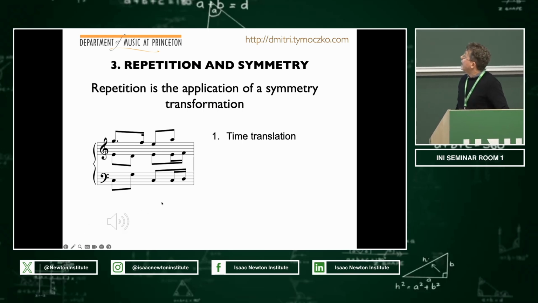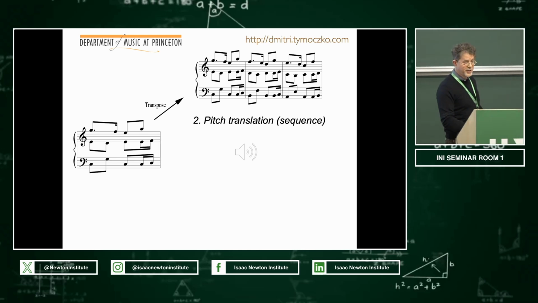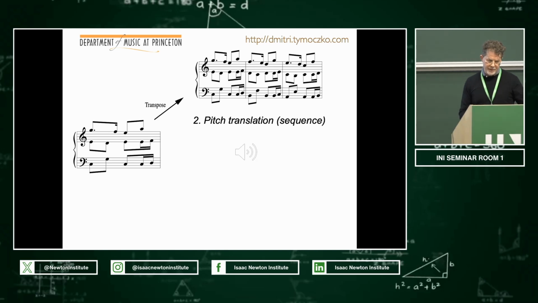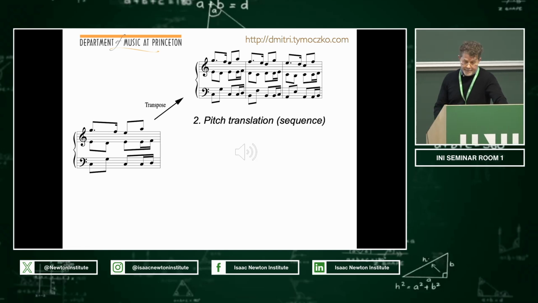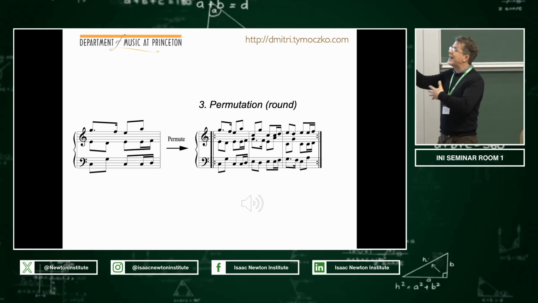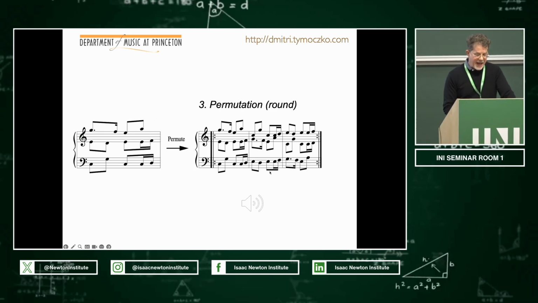That's enough of that. Time translation gets kind of boring after a while. Another symmetry combines time translation with pitch translation, and we call this a sequence. Each time it repeats, it moves down one level, and that makes it sound a little more interesting. Another kind of variation or asymmetry is to move the lines from one instrument to another to permute the instrumental assignment, and we call this a round.